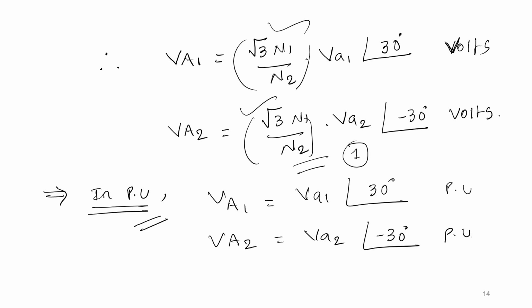Similarly, you can understand the delta star configuration. So here delta side will be the HV side and the star side we will consider as the LV winding. If you derive the similar equations, the relations will hold good. So whether it is a star delta or the delta star bank, the HV side windings should lead the LV quantities by 30 degrees, especially in positive sequence quantities.